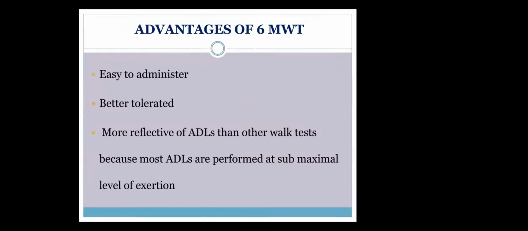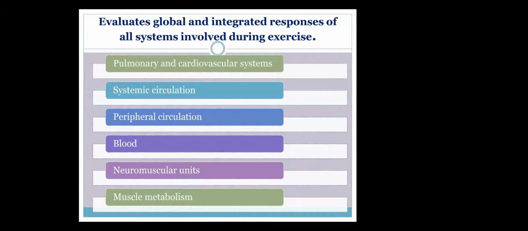Advantages of the 6-minute walk test are: it is easy to administer, it is better tolerated, and it is more reflective of ADLs than any other walk test, because most of the ADLs that we perform are at the sub-maximal level of exertion. So it is comparatively better tolerated by patients than the maximal tests. It also helps to evaluate the global and integrated response of all the systems which are usually involved during exercise.